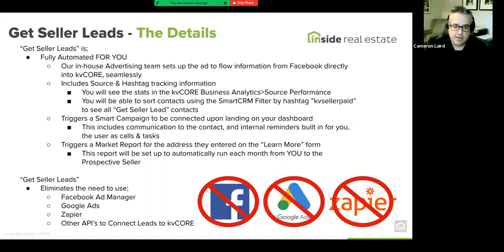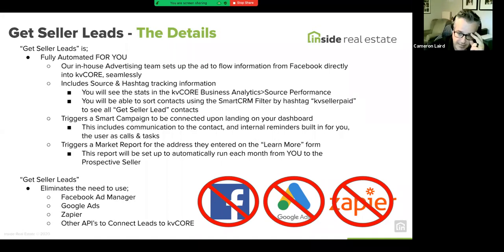It comes right into your kvCORE database. All of your leads that are coming in will be filterable by hashtag. We'll automatically apply a hashtag called kvSellerPaid to make it really easy for you to identify those leads. And when they come in, we actually automatically trigger a smart campaign to go on top of that as well, so that any of the leads that are coming in are automatically going to be starting to receive communications from you without you having to do anything.